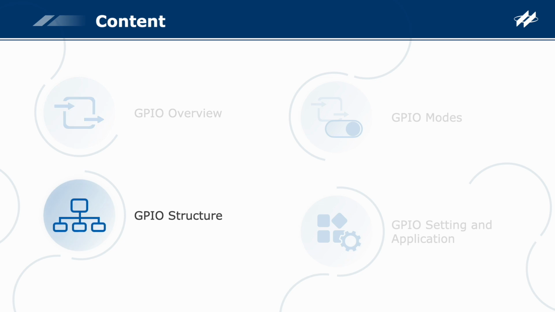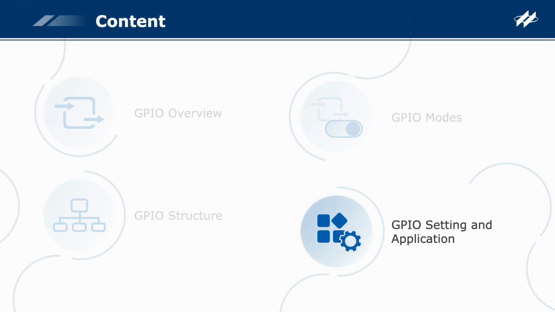The second chapter is GPIO Structure. This chapter helps users to understand the hardware operating principle of the GPIOs. The third chapter is GPIO Modes. Here introduces various GPIO operating modes and the GPIO operation in these modes.